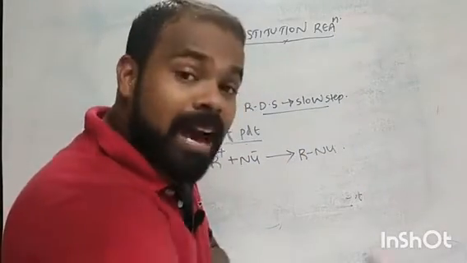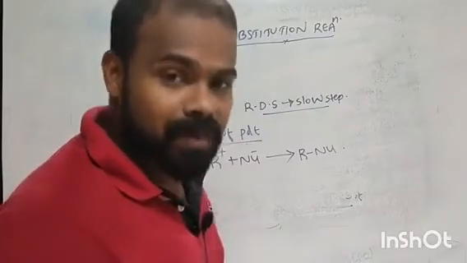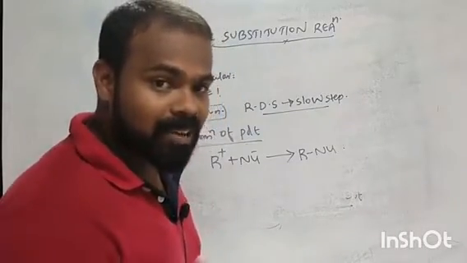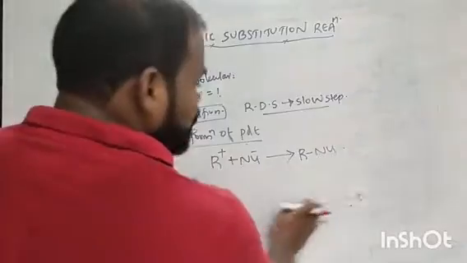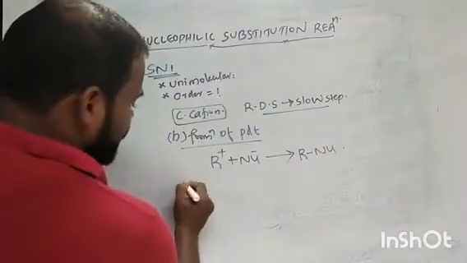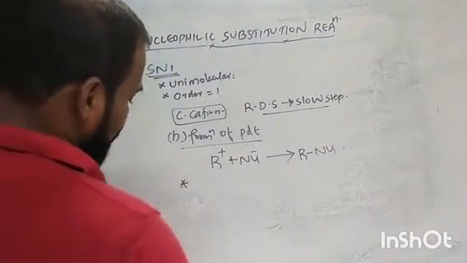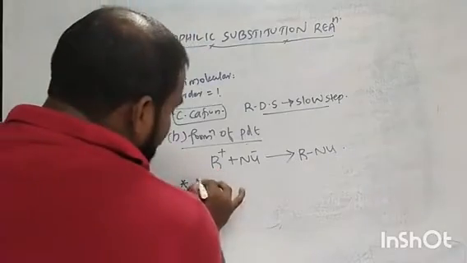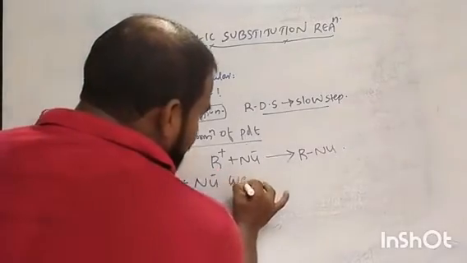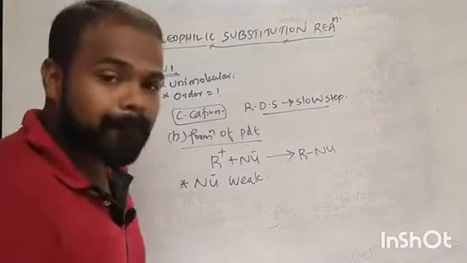Now instead of that halogen, one nucleophile will be joined there. Clear all of you? Next listen here. Here, one more condition there. Some of the other conditions also I will explain. Then here the nucleophile will be a weak nucleophile.